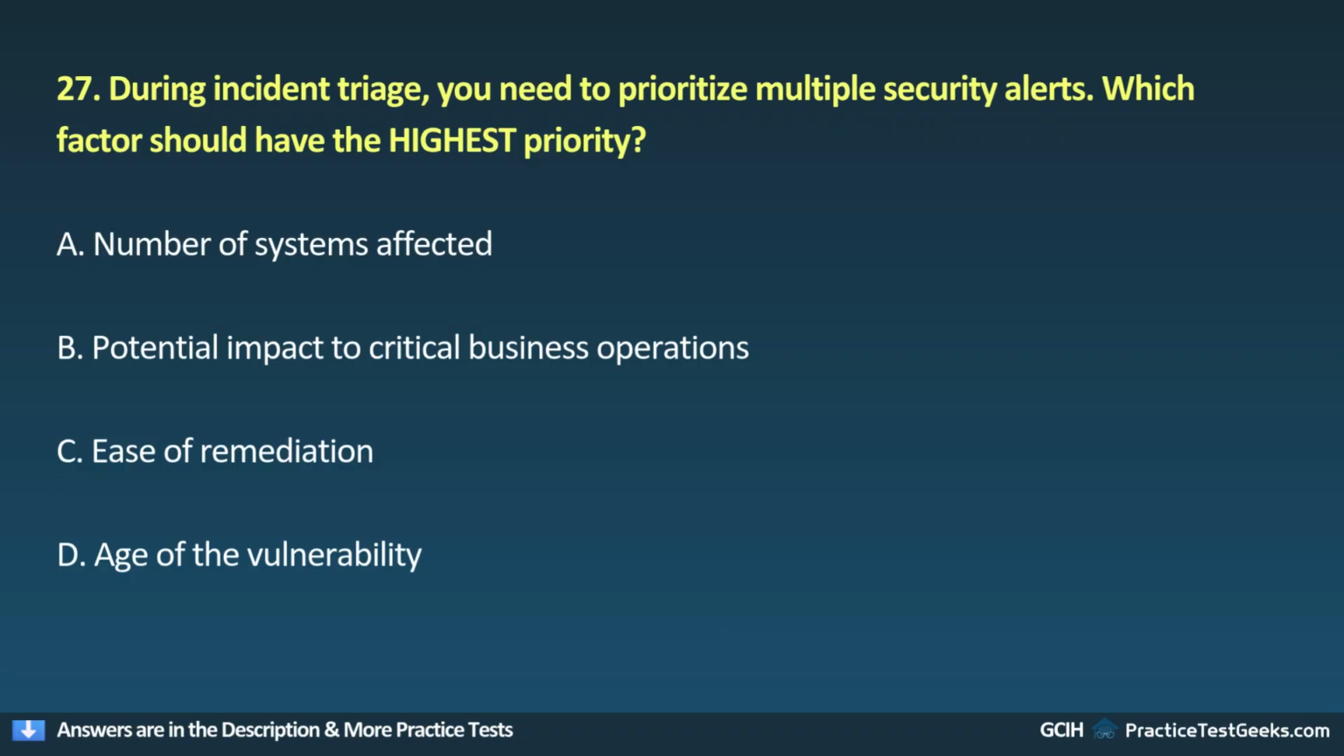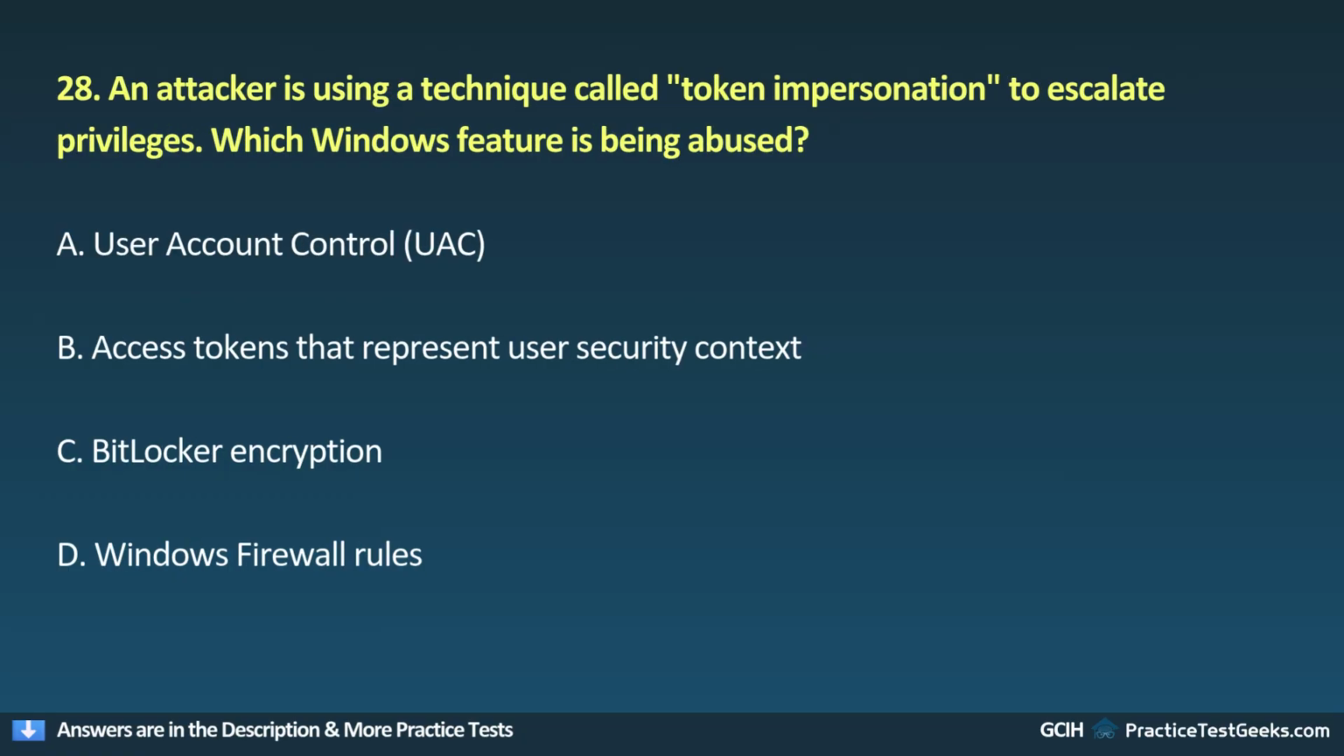28. An attacker is using a technique called token impersonation to escalate privileges. Which Windows feature is being abused? A. User Account Control. B. Access tokens that represent user security context. C. BitLocker encryption. D. Windows Firewall rules.